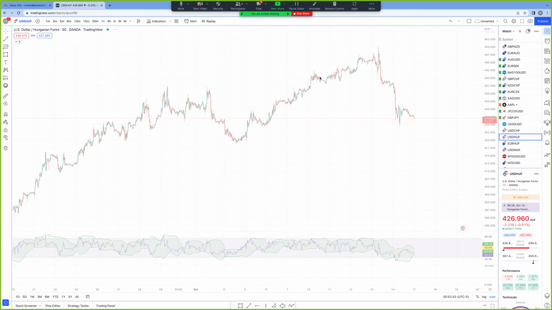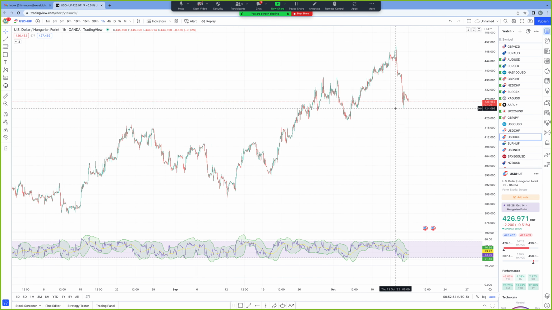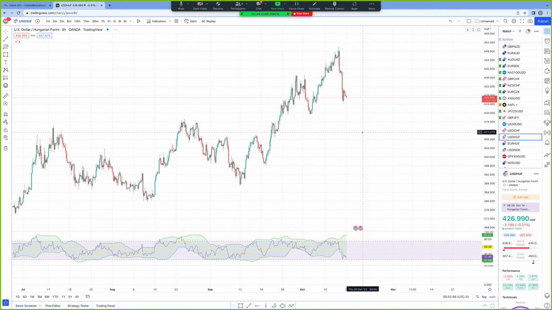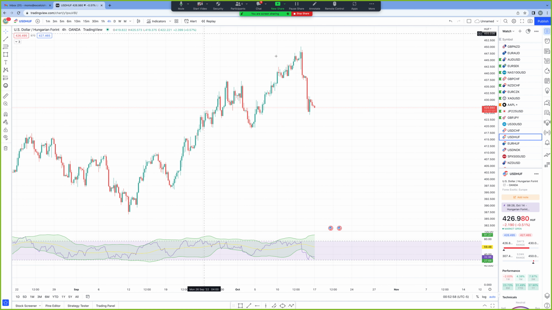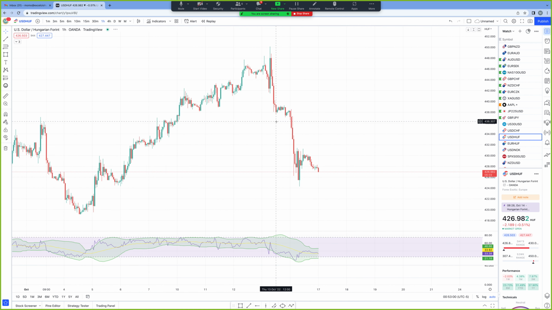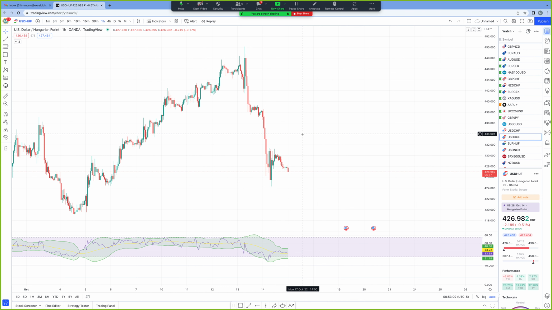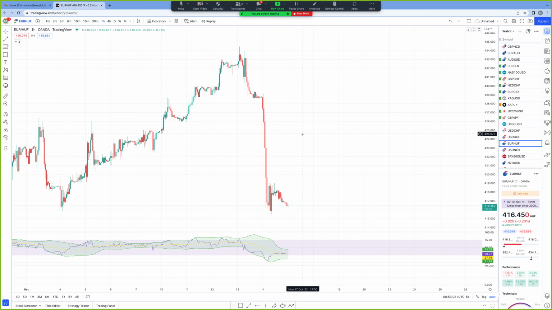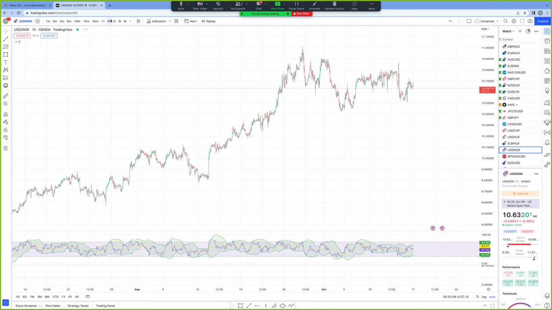USD HUF, H4 zones broken. Have a nice push downwards there. Nothing too clear as of right now. Same thing with Euro HUF.